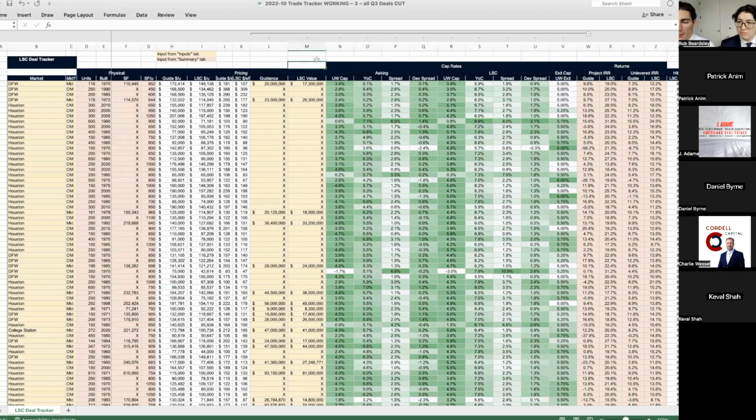I'm not sure how many people were on the previous webinar in Q2, but we had a discussion there, and some people were asking thoughtful questions in the chat about development spread, and we figured, why not add development spread to this trade tracker. For those that aren't familiar, development spread is the difference between your yield on cost and the exit cap rate. The reason for that is it indicates how much value you're creating through your business plan.